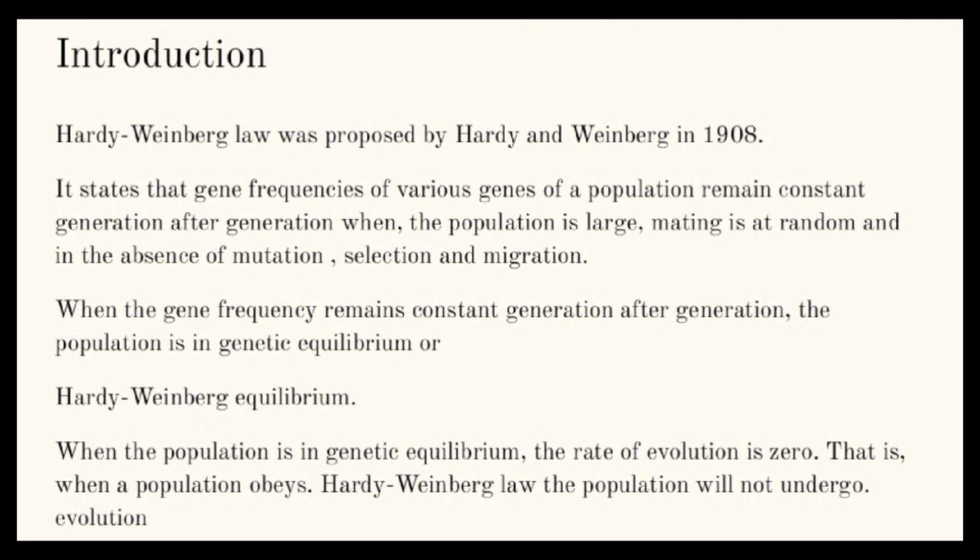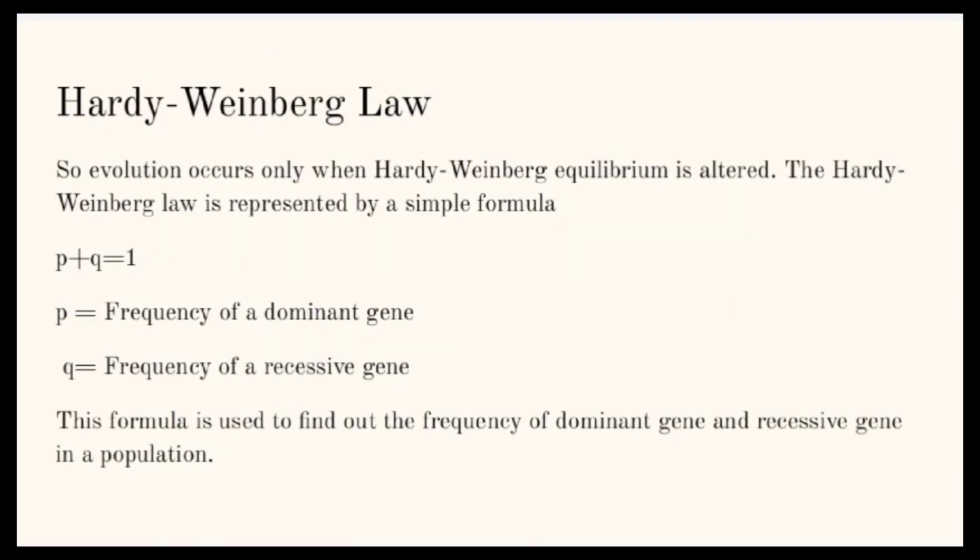When the population is in genetic equilibrium, the rate of evolution is zero. That is, when a population obeys Hardy-Weinberg law, the population will not undergo evolution. So, evolution occurs when Hardy-Weinberg equilibrium is altered.